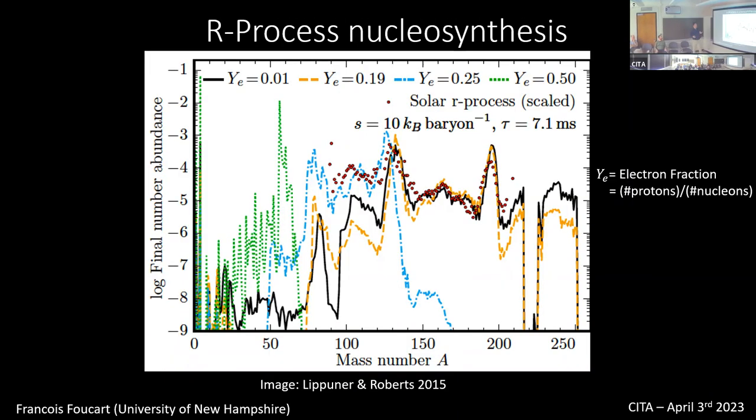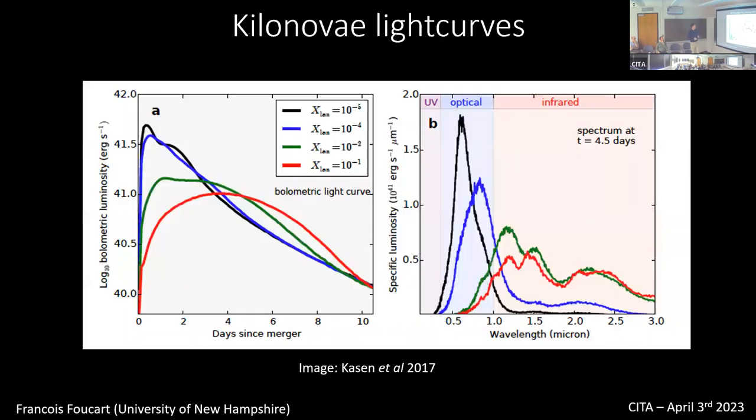The other important impact of neutrinos changing the composition of the outflows is that lanthanides around here and actinides around here are very high opacity elements. If you have them present, that is going to change the electromagnetic counterpart to the system. Basically, if your opacity is higher in the outflows, it's going to take longer for the outflows to become optically thin, and so you are going to have a dimmer and longer-lived kilonova. You go from something like the black curve if you have a neutron-poor outflow, to the red curve if you have a neutron-rich outflow. Because those opacities are mainly important in the optical and infrared bands, you also change the color of the emission from optical to infrared for the very neutron-rich case.